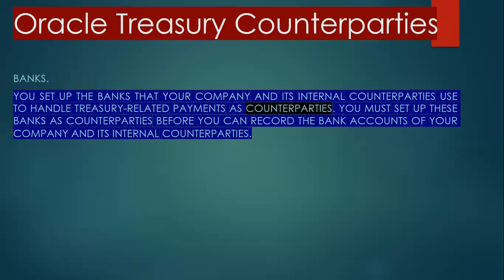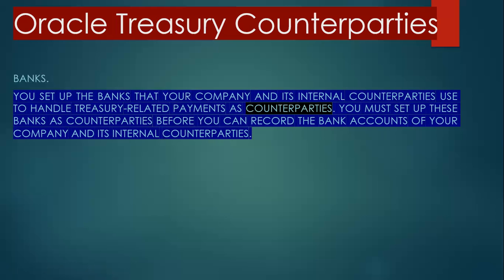What you will understand here is the process of acquiring perhaps a new bank account, where the bank does not exist, or the branch does not exist in your system, but the bank exists. Or even the bank exists in your system, but it's not linked to the Treasury module. You must set up these banks as counterparties before you can record bank accounts of your company and its internal counterparties. Internal counterparties might be subsidiaries of your company.